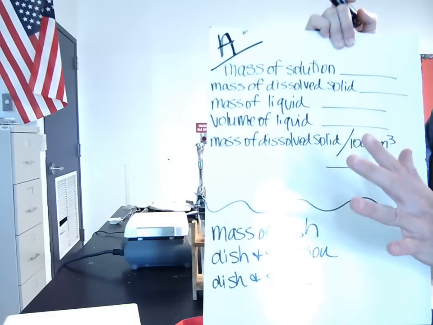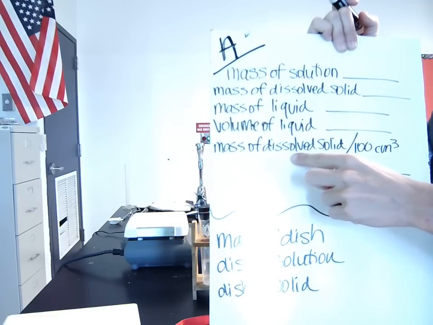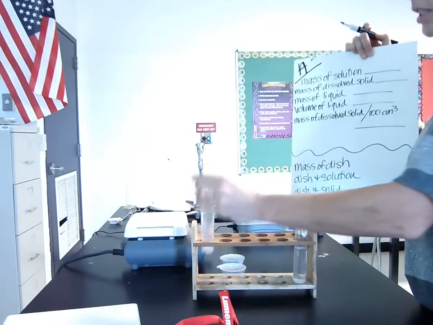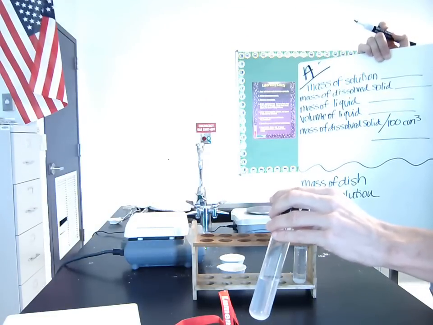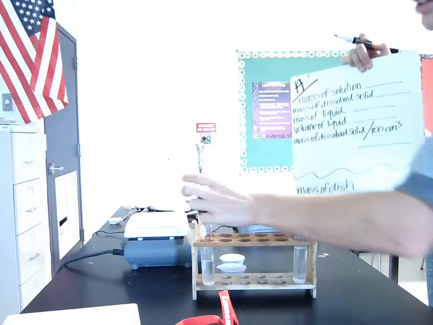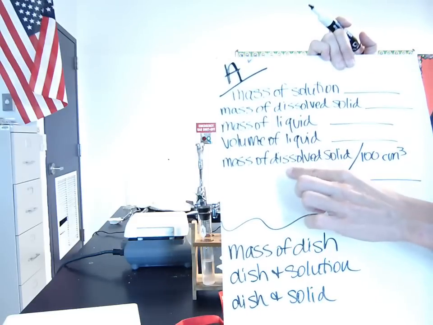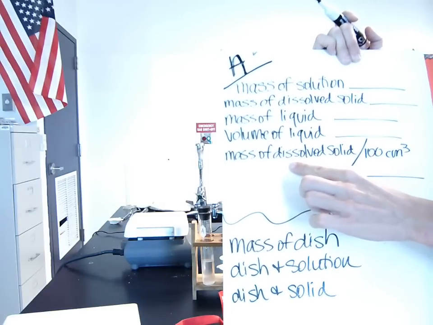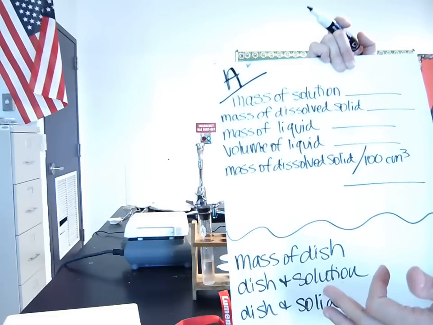The main thing with concentration is this word right here, dissolved. I put probably, I don't know, 10 or 15 grams of substance in here, but not all of it dissolved. So the fact that I put 10 or 15 grams in there means nothing. I want to know how much actually dissolves in the solution, because if it doesn't dissolve, it's not actually part of the solution.